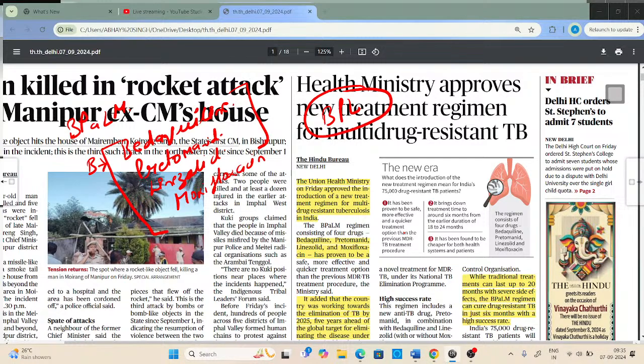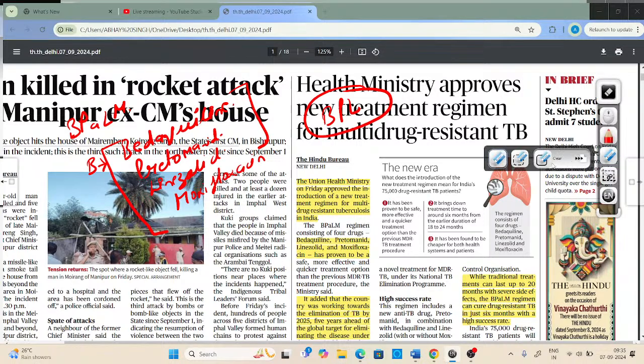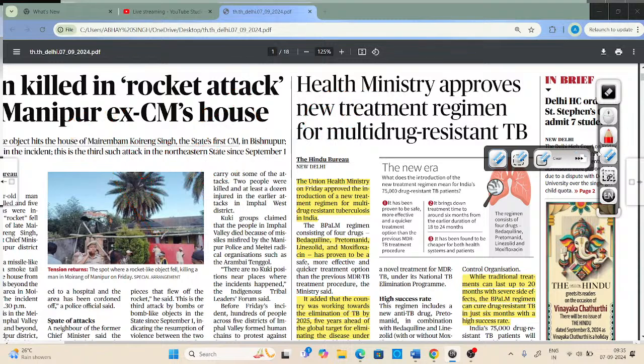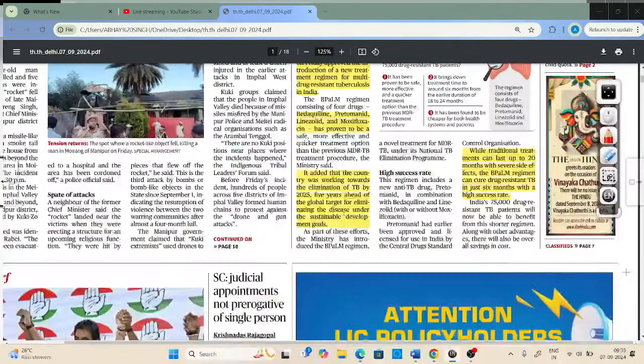Then we have seen the target that India has set. Then we have seen the important features of this BPL regimen, and then lastly we have seen the target for the world to eliminate TB. The target for the world to eliminate TB is 2030, whereas the target that we have set for ourselves is 2025. So these are the important facts related to the news item on page number 1.